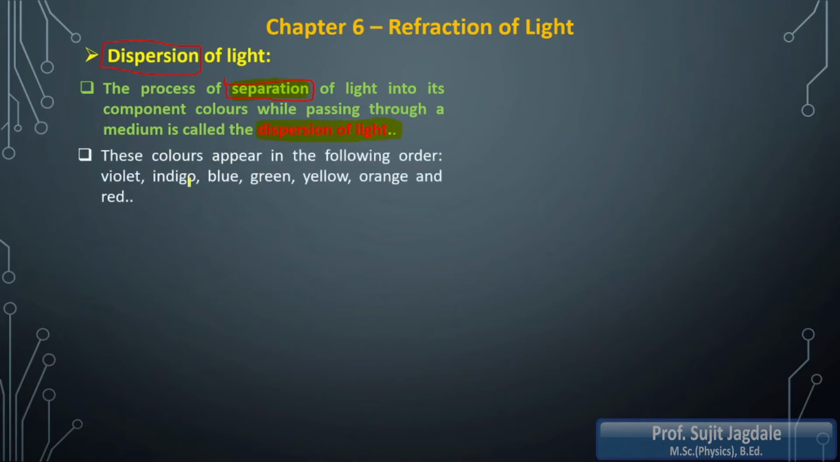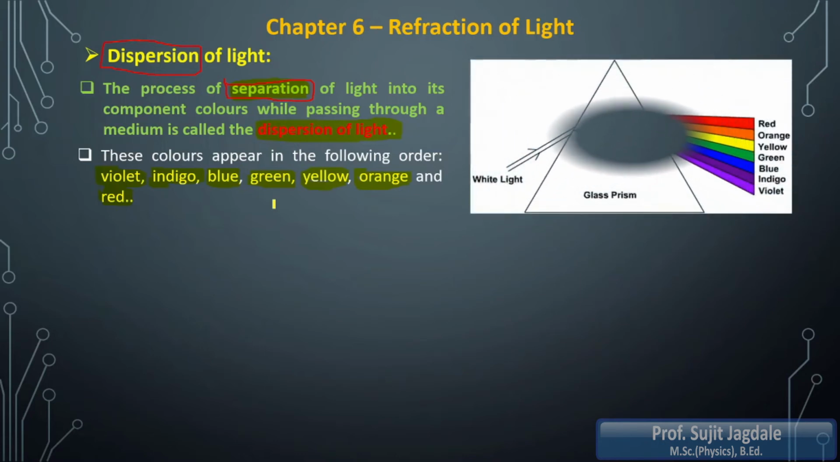Which colors are involved? The sequence is V, I, B, G, Y, O, R. V for violet, so the first color of this sequence is violet. Then the second color is indigo. Violet, indigo, blue, B for blue. Then G for green, Y for yellow, then O for orange, and the last one R for red. So it consists of 7 colors: violet, indigo, blue, green, yellow, orange and red. These are the 7 component colors of white light.